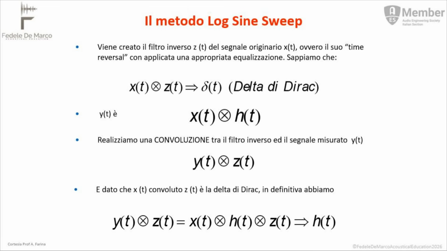Follow these simple steps with me. We know that x(t) convolved with z(t) equals the delta Dirac, which represents the value of 1. We also know that y(t) is the result of x(t) convolved with h(t). By combining these equations and convolving the recorded signal y(t) directly with the inverse filter z(t), we effectively eliminate x(t) and z(t). What remains is h(t), the noiseless room impulse response. Ultimately, this process allows us to obtain high-quality IRs.